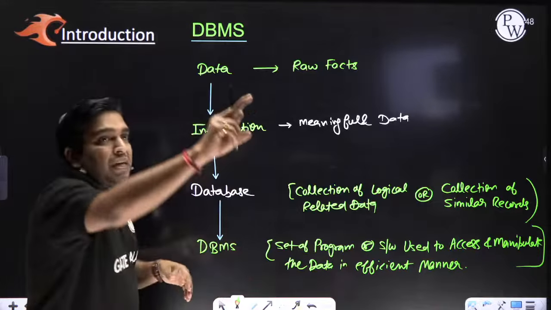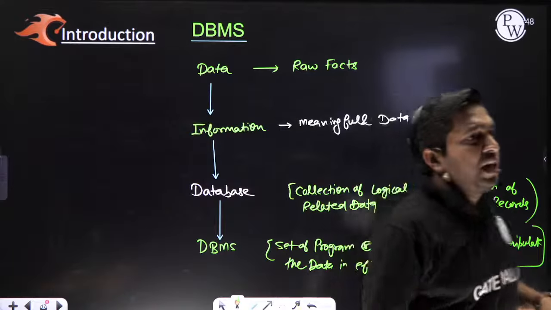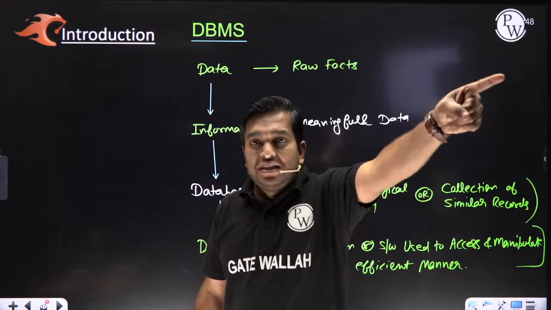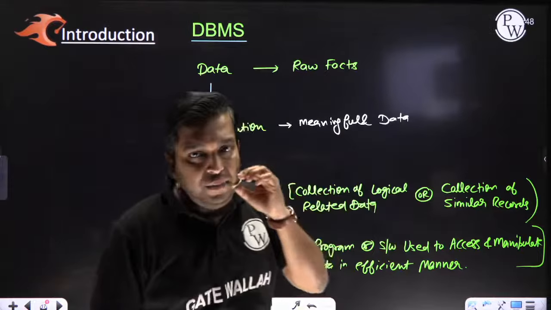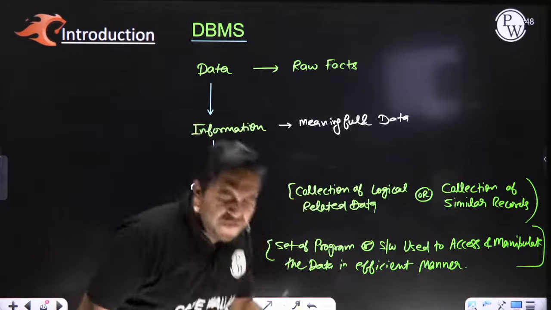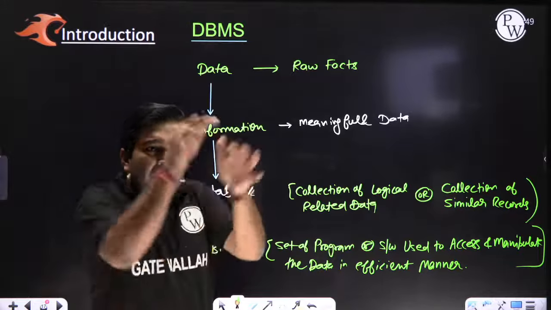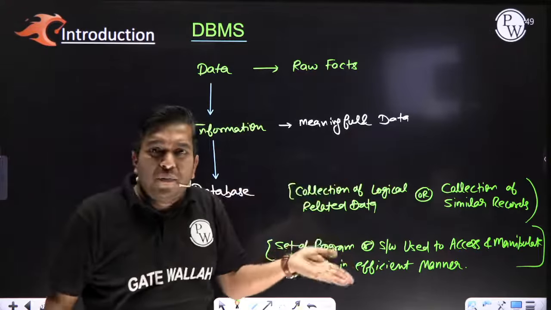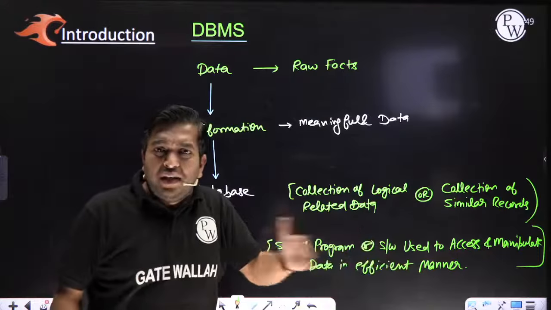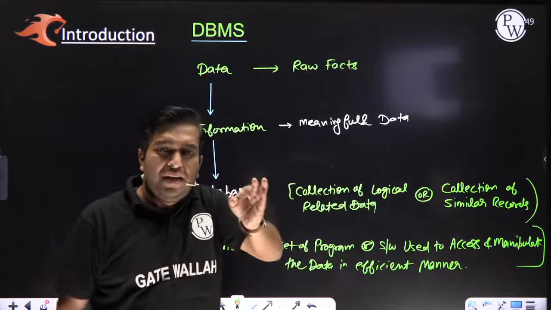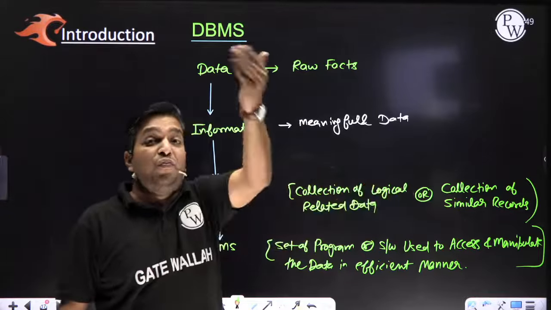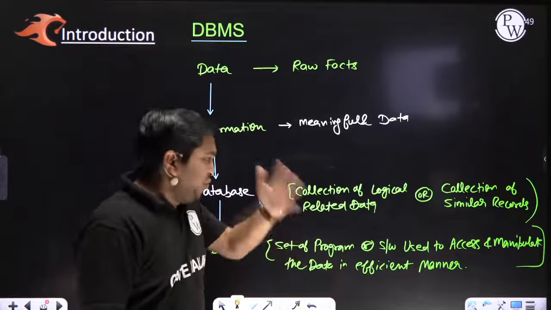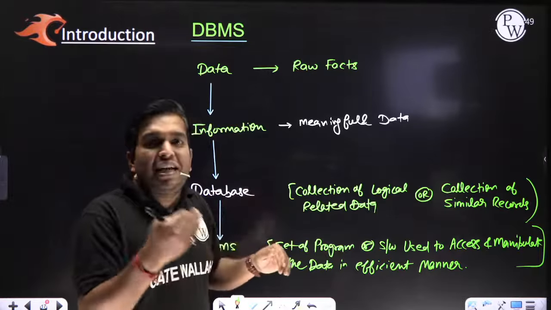For example, if I am talking about these students, Harsh Gupta, Shan, Seema, Sudeep, Shankar, and everyone, then it becomes the database of the CS branch, or the database of the DBMS class students. So what I am saying is a collection of logically related data. What is the meaning of logically related? They all belong to the CS branch. A collection of similar records. Similar doesn't mean the same value, it means all are from the same community. For example, all from the CS branch, all from the EC branch. Then DBMS is a set of programs or software used to access or manipulate the data in an efficient and fast manner.